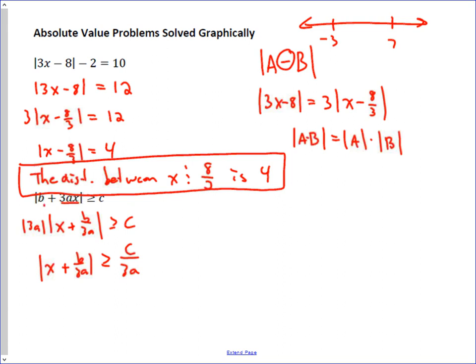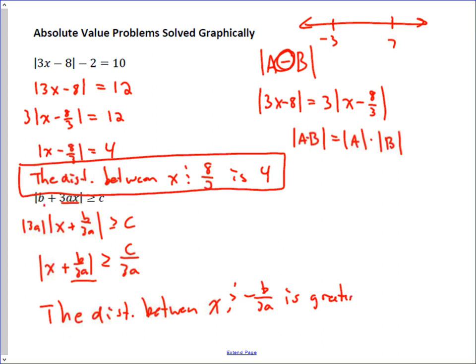Now, how does this read? Well, it reads the distance between x and, well, b over 3a is positive, assuming that it doesn't matter what b is. But you remember, the distance is calculated using a subtraction sign, and so this is going to be the distance between x and negative b over 3a is greater than or equal to c over 3a. And that's how you interpret this problem graphically.